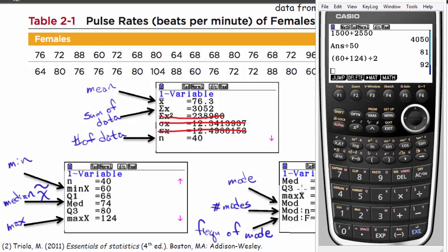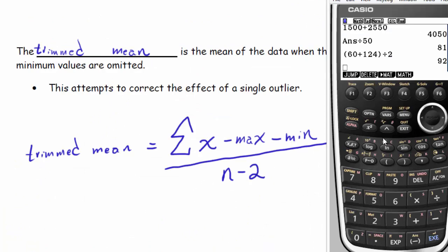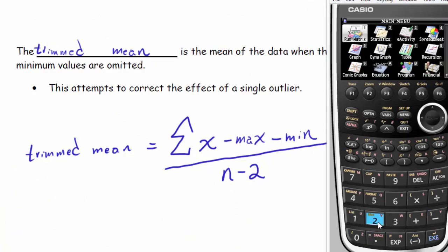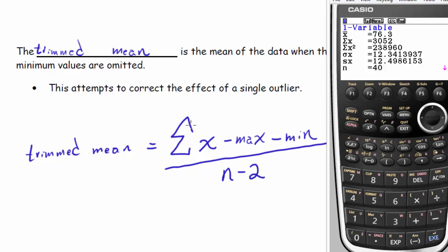Alright, so next we talked about the mode, which is given in the calculator, and finally we talked about the trimmed mean, which the calculator doesn't give us exactly, but we could calculate this. So let's come back here. I'm going to flip back to the trimmed mean. So the sum of all my x's, this piece right here, well, now I know what that is. That is 3052.